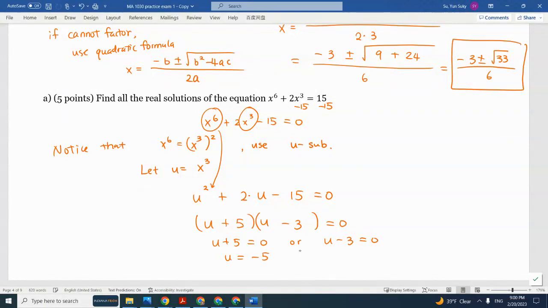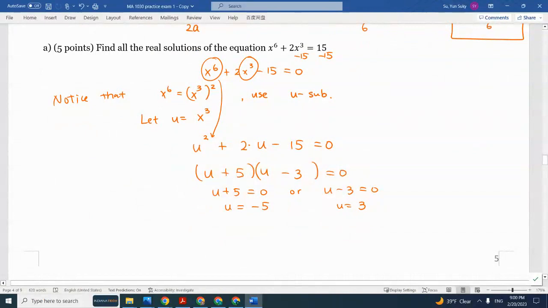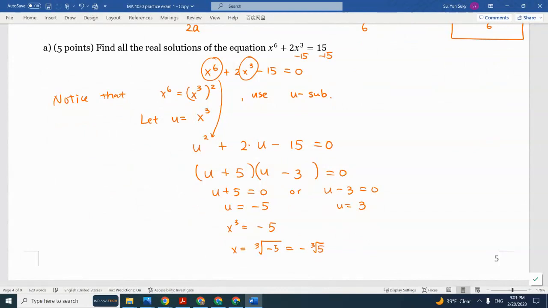So u is negative 5 or u is 3. And we're not done yet because what is u? U is x cubed. X cubed is negative 5. Well, then x is cube root of negative 5, which is negative cube root of 5. You can put the negative outside of the cube roots. Or x cubed equals 3, and then x is cube root of 3. So here we get 2 solutions. If you can understand, could you type A in the chat?